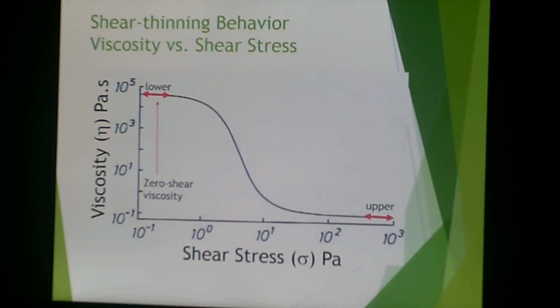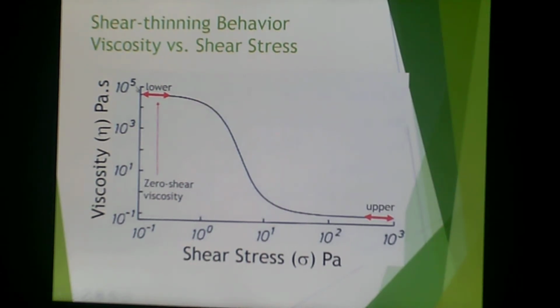So here you have a typical shear thinning behavior plot of viscosity versus shear stress. Here we have viscosity on the y-axis versus shear stress on the x-axis, and you get this type of curve. Here you have a lower Newtonian region where viscosity is constant, and you have an upper Newtonian region where it is constant. In between those two, you have a change in viscosity with shear stress.